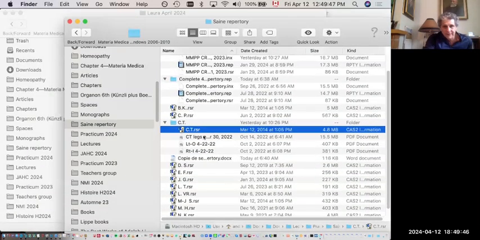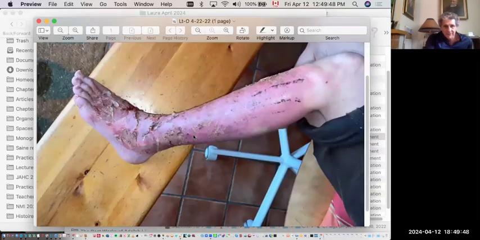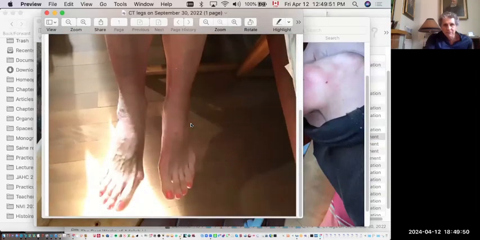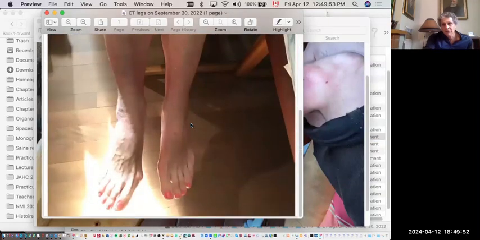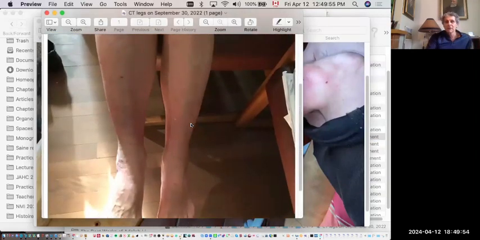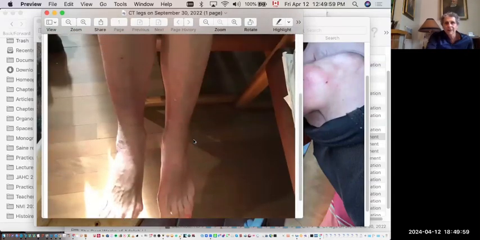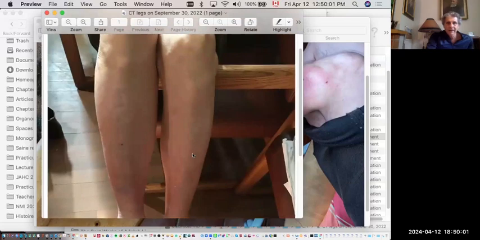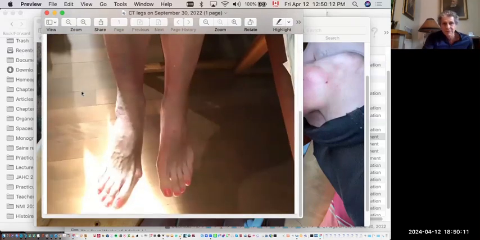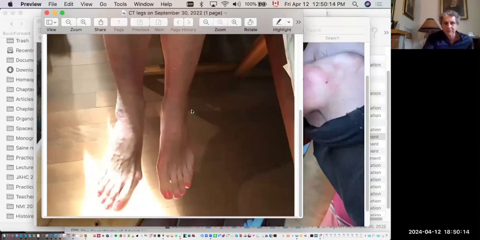And if we look at her legs, a few months later, this is in September, completely free. And today I saw her maybe a month ago, and her legs are totally free. So it's a long-lasting cure. And she had to go up from Apium graveolens 200 to maybe the MM. She went up to the MM, but you can see she's very, very good. Perfect legs.